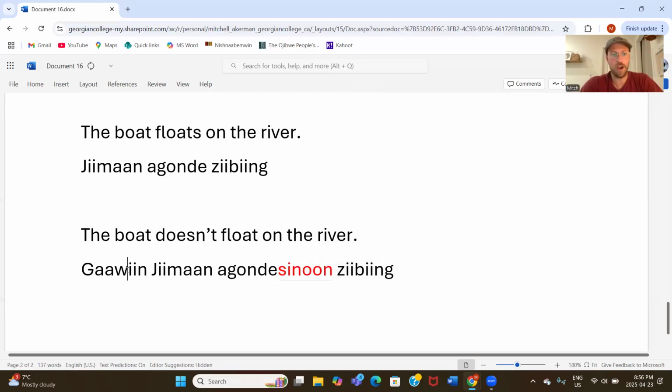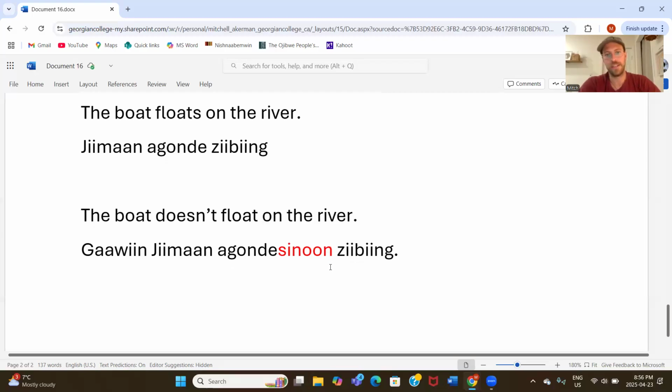And there it is. Gawin, Gmon, Agundesinon, Zibing. The boat doesn't float on the river. And you could make the question, right? Agunde na Gmon Zibing? Gawin Gmon Agundesinon Zibing. Does the boat float on the river? No, it doesn't. So that's just another example to show you a negative on a VII.